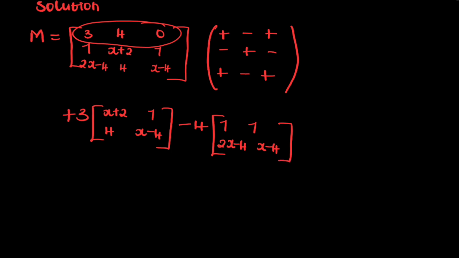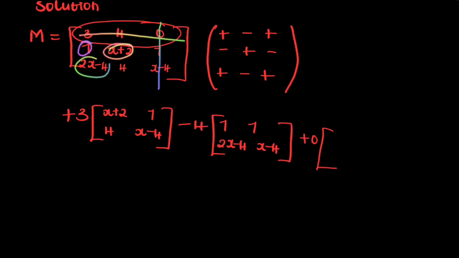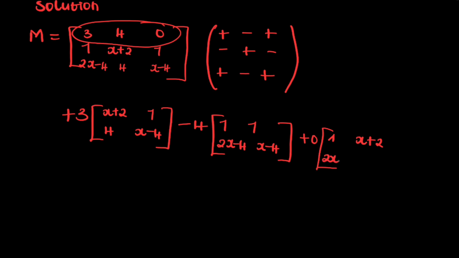We take the next number, 0. We delete its row, delete its column. What are we left with? 1, x plus 2, 2x minus 4, and 4. We write it down. So 1, x plus 2, 2x minus 4, and 4.